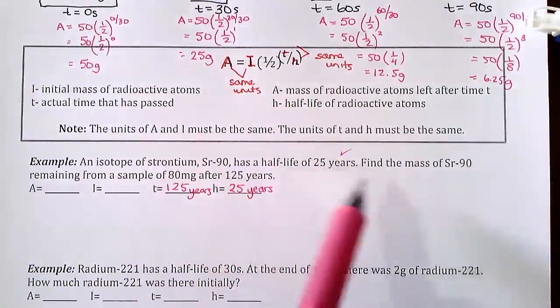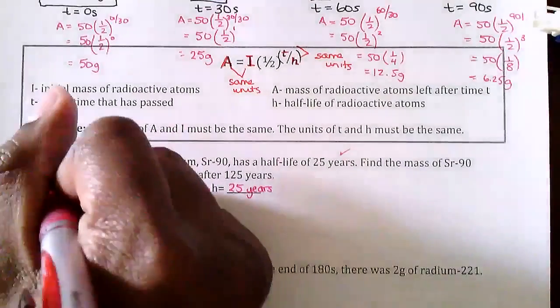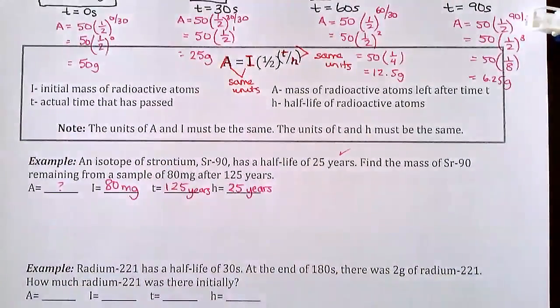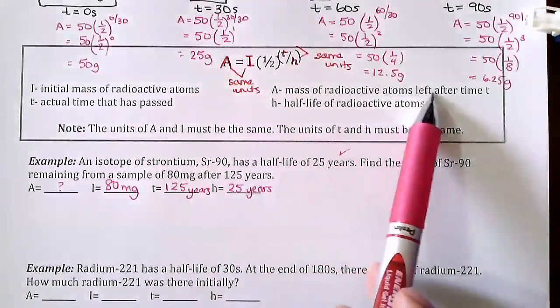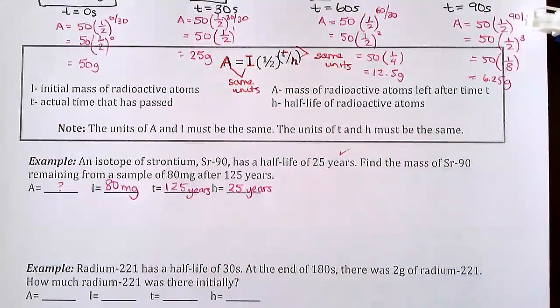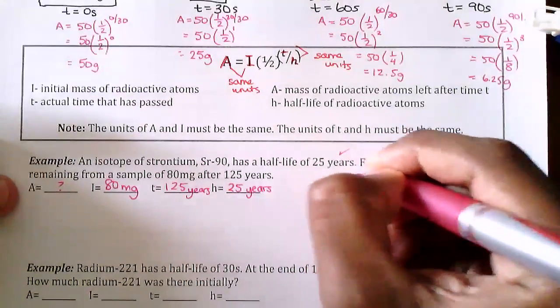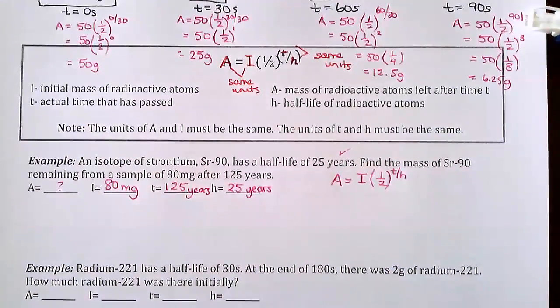And we're trying to figure out what the mass is after 125 years. In other words, we're trying to figure out the amount, but we know the initial amount was 80 milligrams. So we had 80 milligrams of strontium-90, and we want to know what the mass would be after 125 years. So we have the initial mass, we want to find the mass of radioactive atoms left after time t, which is 125 years. So let's write the general formula. A is equal to I times half to the power of t over h. We can fill in our numbers.